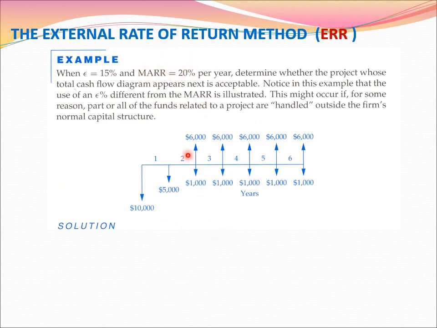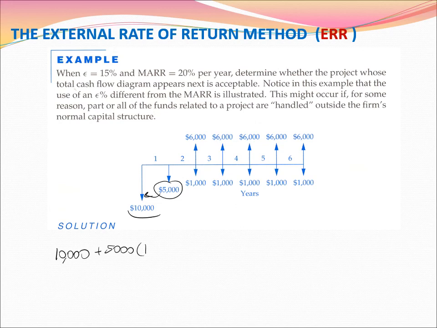And the project cash flow is like this. This is the initial investment amount. These are all the expenses at each year for 6 years, and these are the revenues. Now we want to find the ERR of this project. Remember, the first thing is to calculate the present worth of the expenses. This 10,000 is already at present time. So this 5,000, I need to convert it to present time.